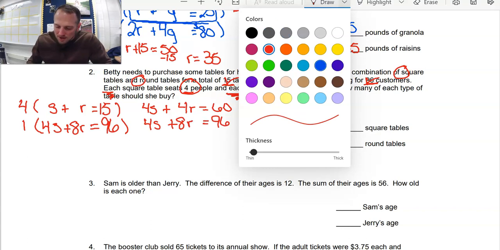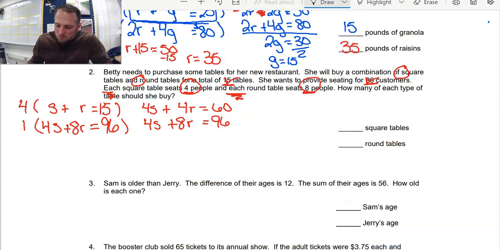Okay, so that's great. Now the s's have the same number in front of them, but the bad news is they're both positive. So we need to change the signs on either the top or the bottom. Doesn't matter, you can't be wrong. I'm going to change them on the top again. Make this a minus 4s, make this a minus 4r, and make this a minus 60.